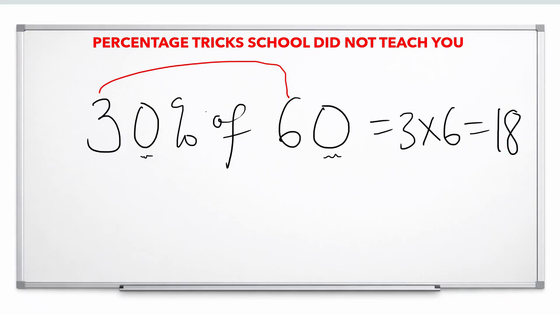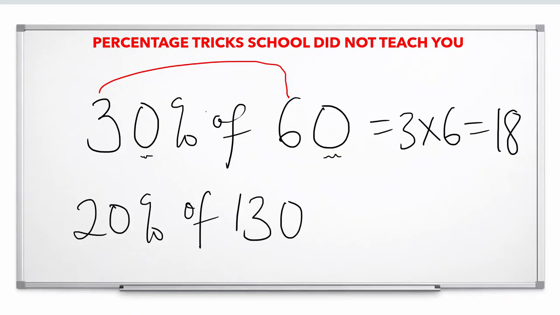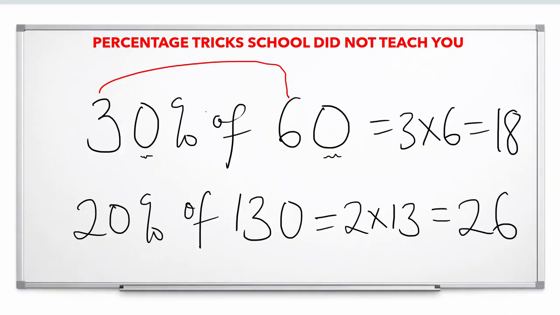Now, another example under this, if you have 20% of 130, you can see that these are both ending with zeros. So using the same method here, we have 2 multiplied by 13, and this gives 26. So this trick number 1 can be applied whenever you're having values ending with zeros like this. Now, trick number 2.